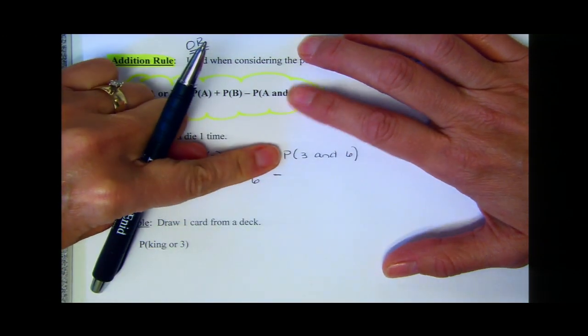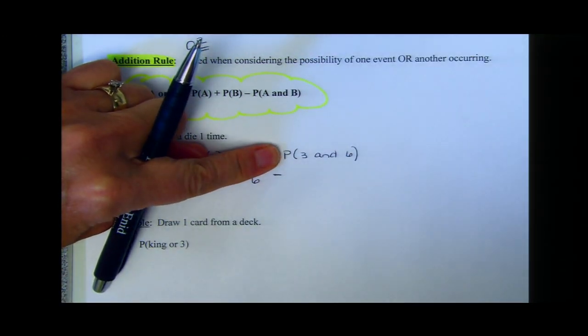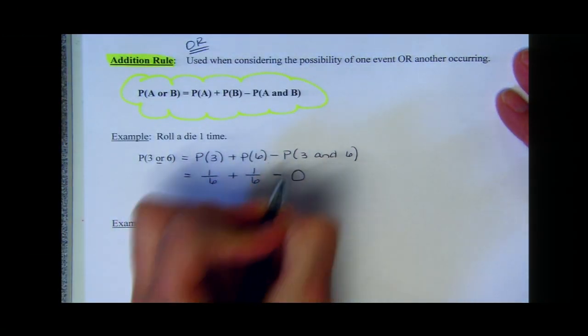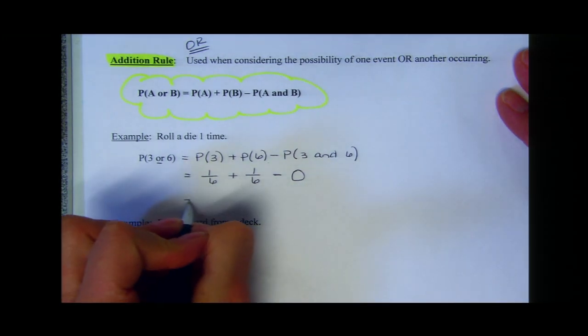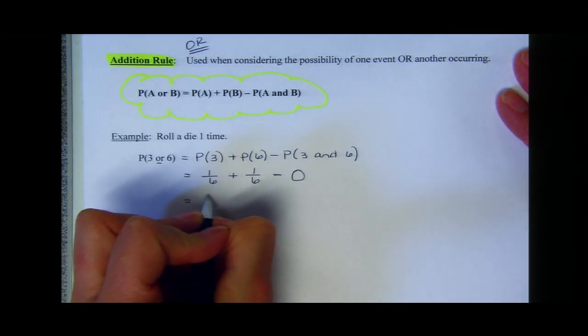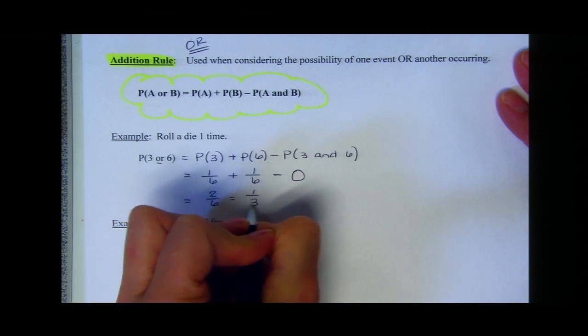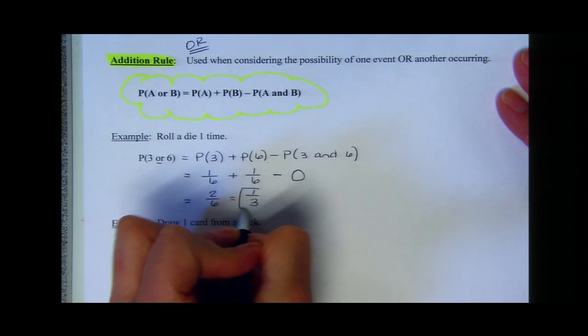Minus, okay, I'm only rolling the die one time. So when you pick up the die and you roll it, what's the probability in that one roll or that single roll that you get a 3 and a 6 at the same time? Well, a die cannot land on two sides at the same time. So this would be 0 out of 6 or 0. It cannot occur. So my answer is 2/6, and we always reduce our fraction, 1/3.